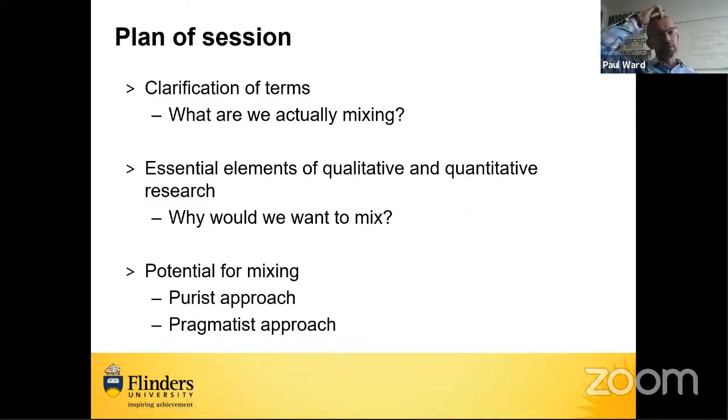So the kind of things I think I'd like to cover in however long we need this session to go for is firstly, just some clarification of terms. What is it that we're mixing? What are these things that we're talking about that we're mixing?